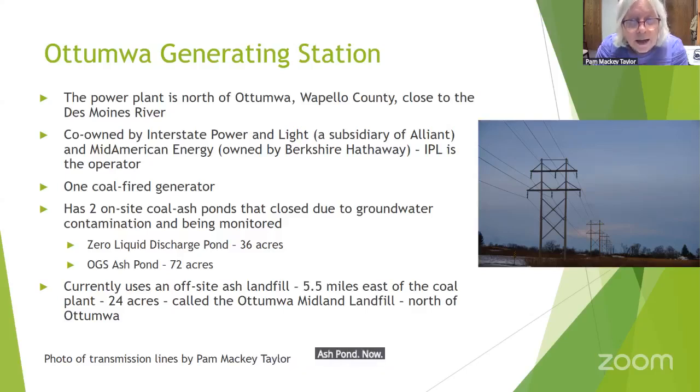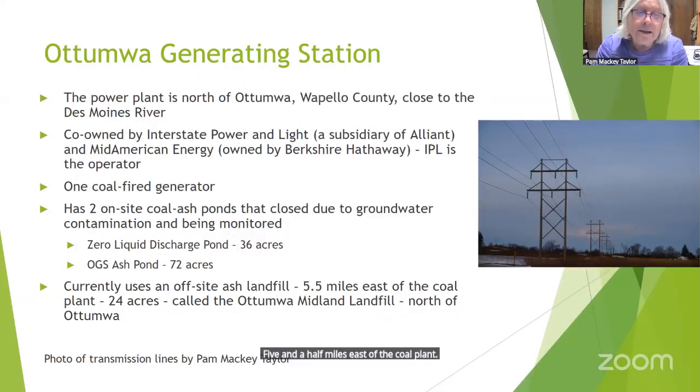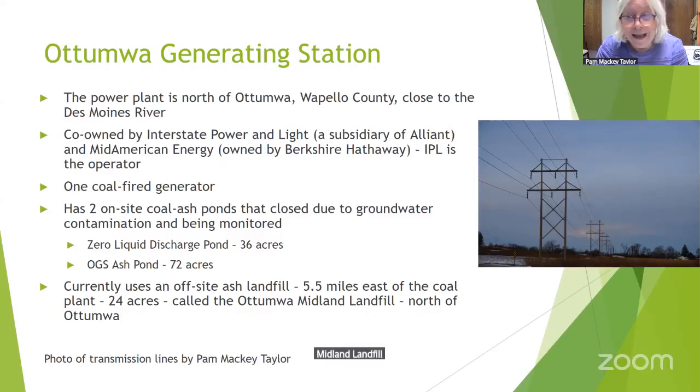Now, as I said, those are closed. So Ottumwa Generating Station is using another landfill. It's off-site. It's across the river, 5.5 miles east of the coal plant. It sits on 24 acres, and that's called the Ottumwa Midland Landfill. And again, that's still north of Ottumwa.